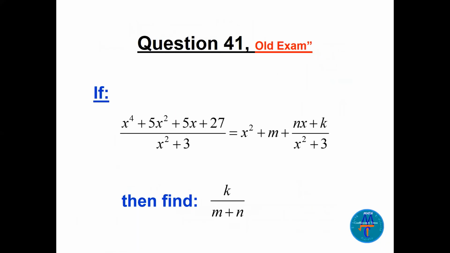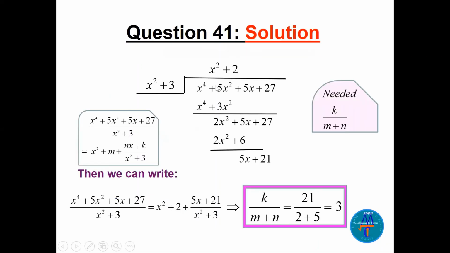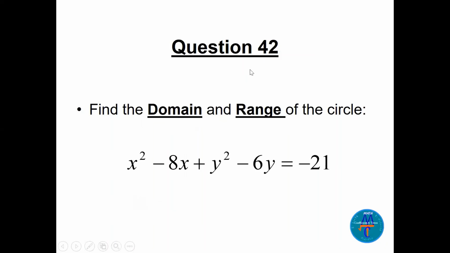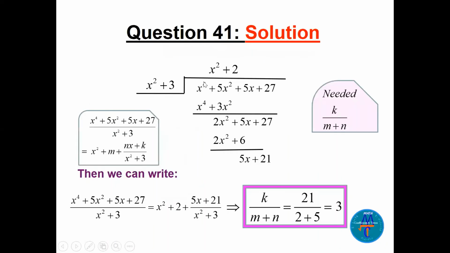Now, if this polynomial over x squared plus 3 is equal to x squared plus m plus (nx + k) over this, find k divided by m plus n. So this is like an exam-type question. Well, this one, we have to use long division. Divide this polynomial by this polynomial, so we have to use long division.